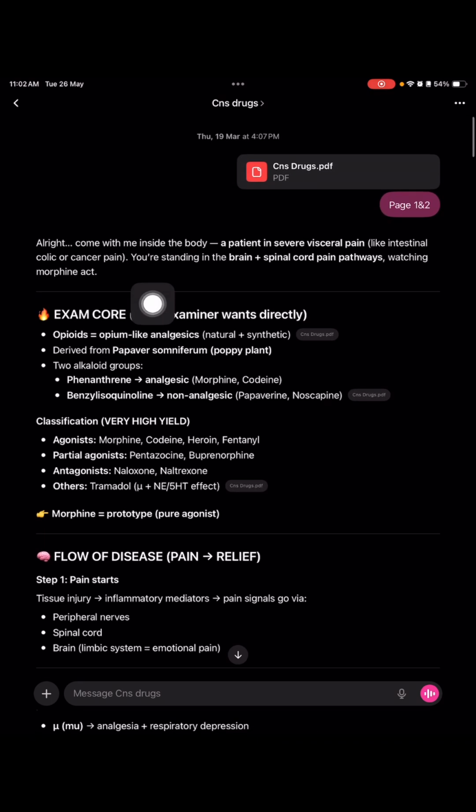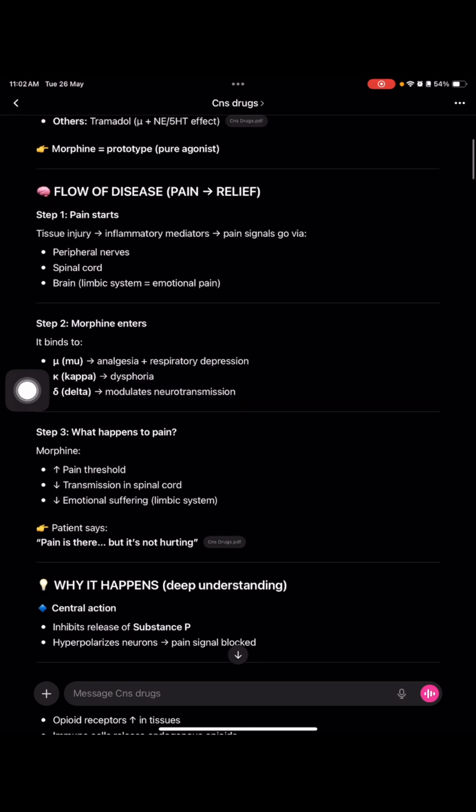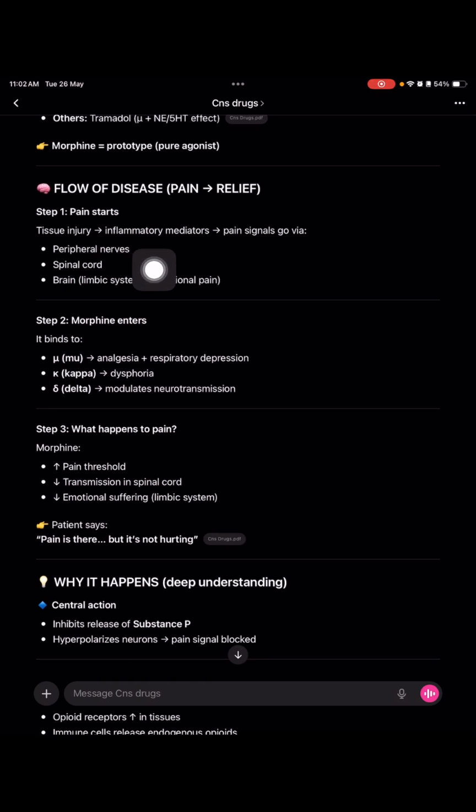Now we'll see as if we are inside the body. The patient is in severe visceral pain, like intestinal colic or cancer pain. You're standing in the brain and spinal cord pain pathway and watching the morphine act. There is tissue injury, and inflammatory mediators are produced that carry the pain signals via peripheral nerves to the spinal cord and to the brain, to the limbic system, which causes emotional pain.